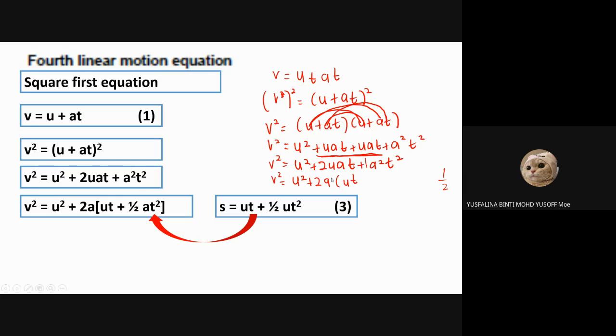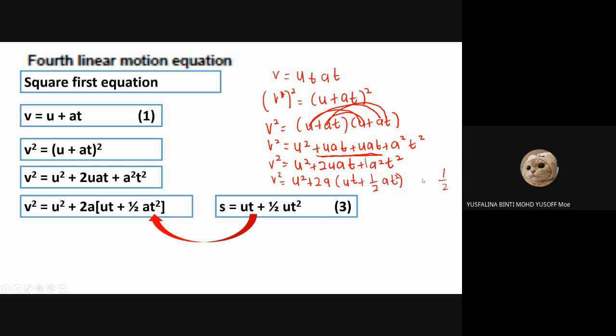Okay, since we already take out 2 here, this one we have to put 1 over 2. So when 1 over 2 is multiplied by 2, you will get 1 here. So UT plus half AT square.